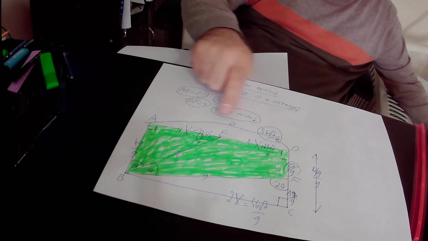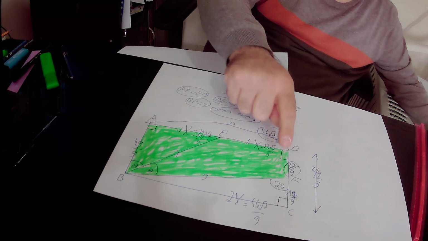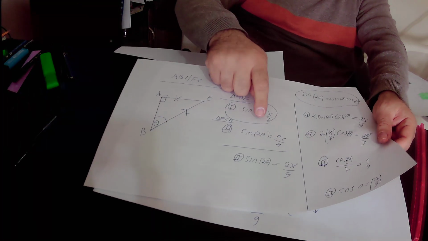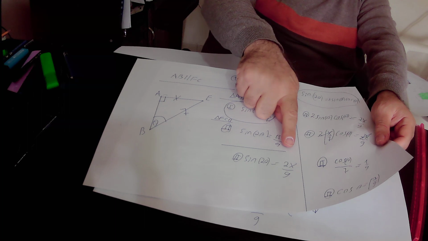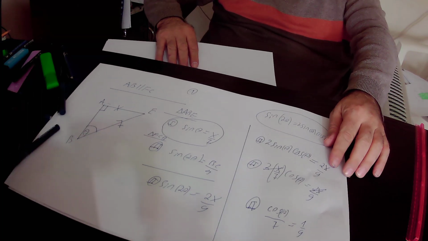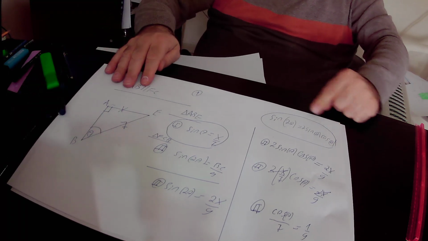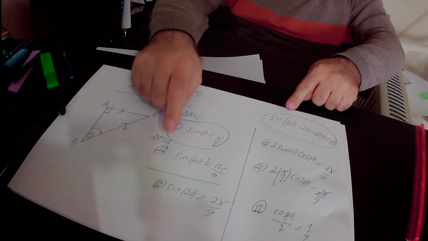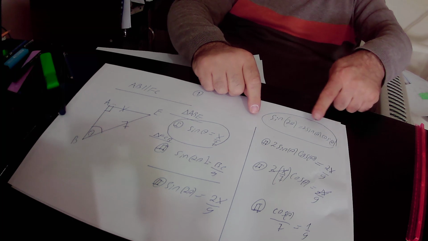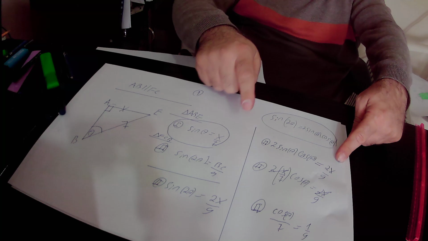and AD is 2x, therefore BC will also be equal to 2x. In conclusion, we found out that sine 2 theta equals 2x over 9. And we have the trigonometric identity that sine 2 theta equals 2 sine theta cosine theta. So we can substitute sine 2 theta in equation number 2 by 2 sine theta cosine theta. We did it and we got that 2 sine theta cosine theta equals 2x over 9 according to equation number 2.